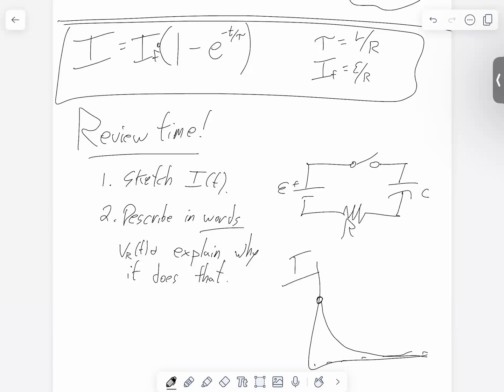What's the relationship between voltage and current in a resistor? Voltage in a resistor equation. R is a constant, if that's I. Yeah, the shape is the same. If this is the shape of the voltage in the resistor, what must the shape of the voltage across the capacitor look like?